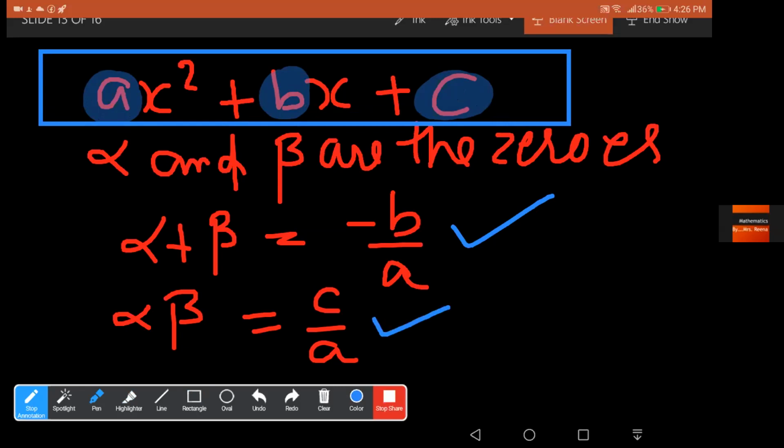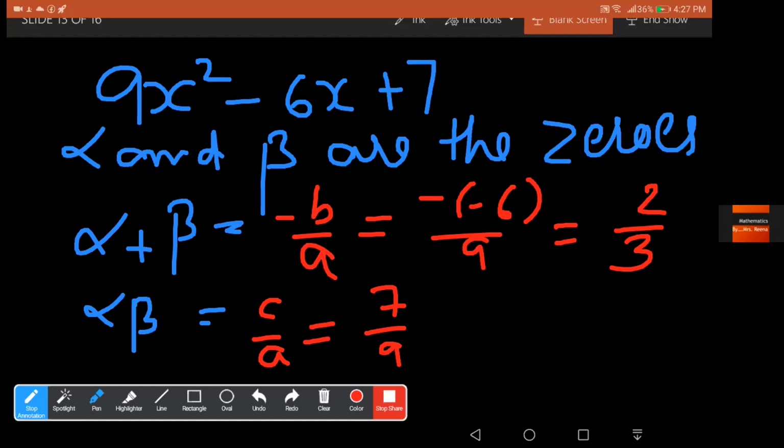I repeat again, sum of zeros will be minus b upon a, and product of zeros will be c upon a. So if we have any polynomial, then yes, we can find out their sum of zeros and product of zeros. Okay. So for example, I have taken an example here. What is given here? एक polynomial है आपके पास 9x square minus 6x plus 7. So from here I can say that a equal to क्या होगा 9, b equal to will be minus 6, and c equal to will be 7.